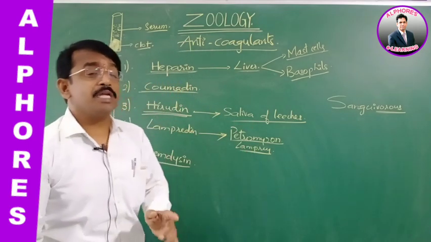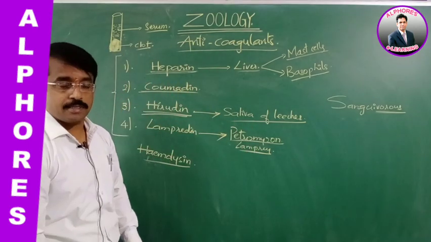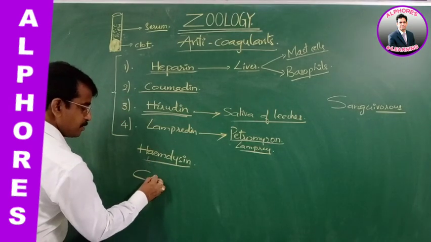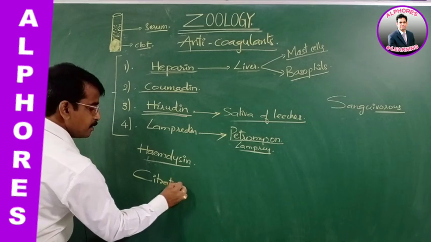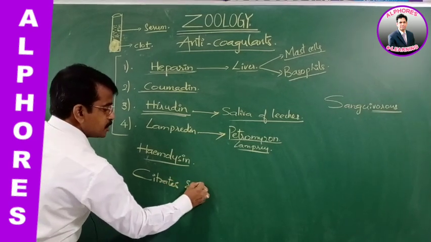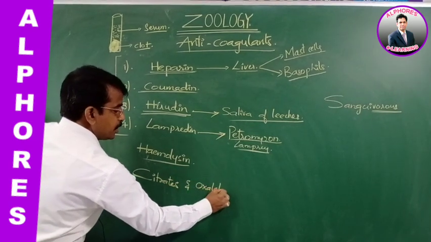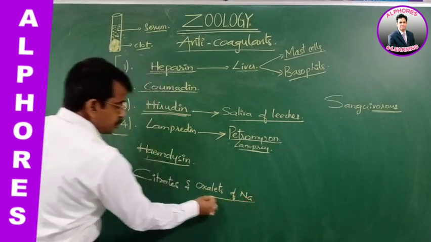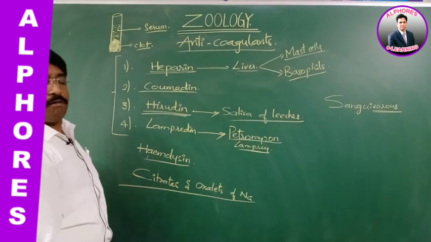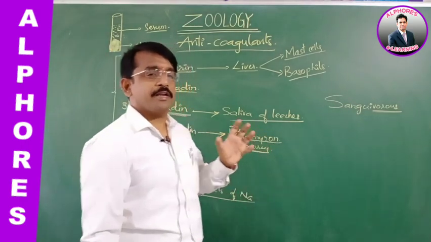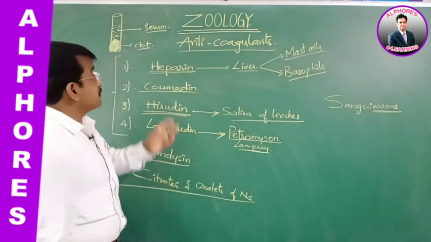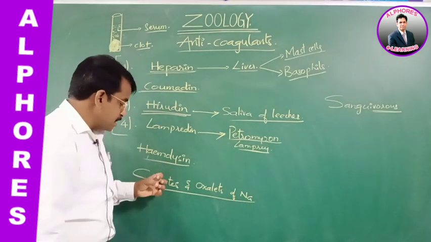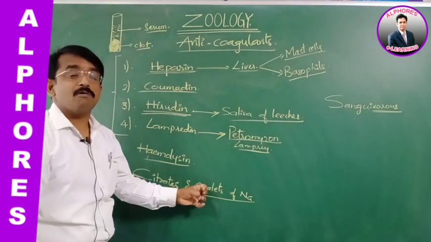This is done by means of calcium removers. Citrates and the oxalates. Citrates and oxalates of the sodium in a laboratory are added to the blood. Suppose the blood of a person is taken, it is immediately added with citrates and oxalates.